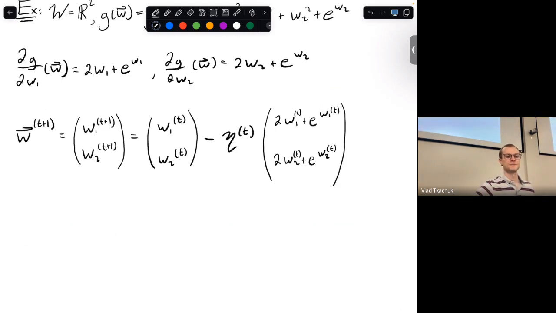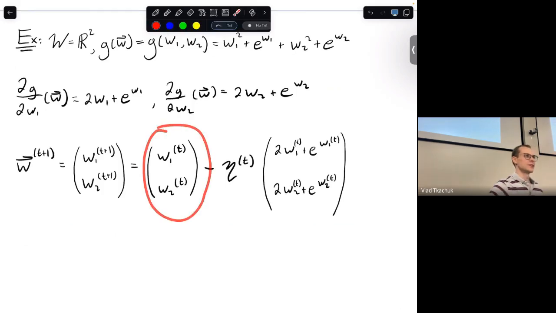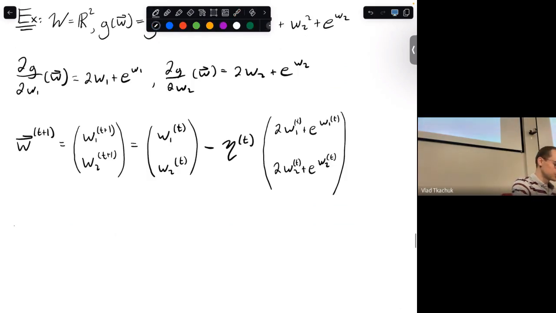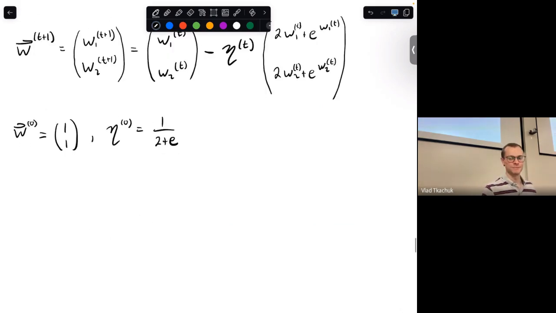Okay, so now let's actually choose some starting point at iteration 0 and see what the steps look like. Suppose we chose our initial starting point, W0, to be the vector (1, 1). Before, we chose it to be just the number 1. Now it seems natural that we would pick the vector (1, 1). And let's suppose we choose the step size to be like before, 1 over 2 plus e.